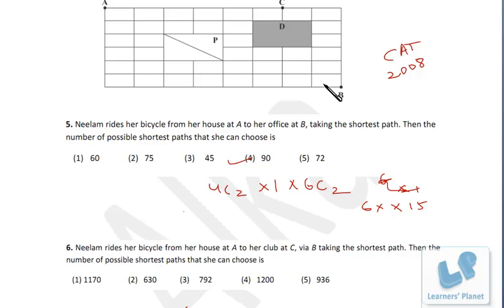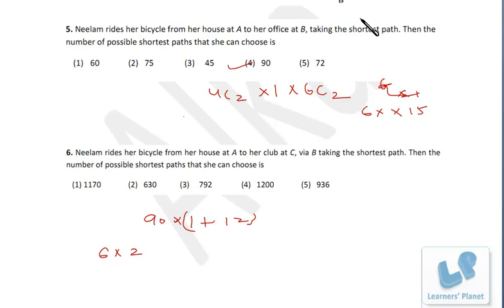So in all there are 12 ways. Okay, and plus 1, this is extra. So in all 13 ways, I'm sorry. So 90 into 13, that is 1170. Okay, so that's the correct answer.